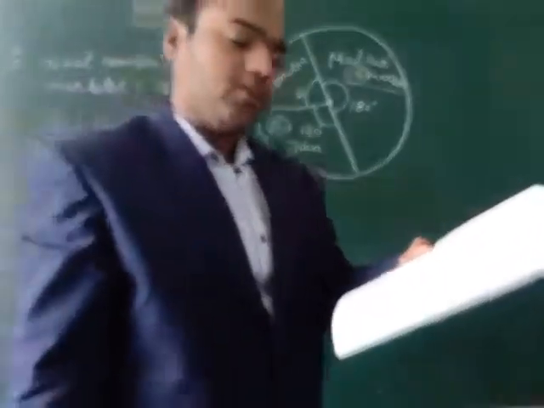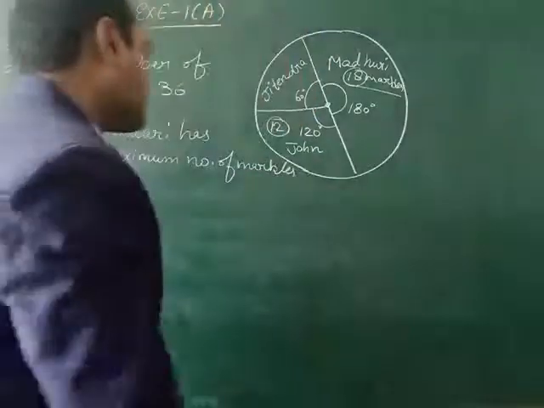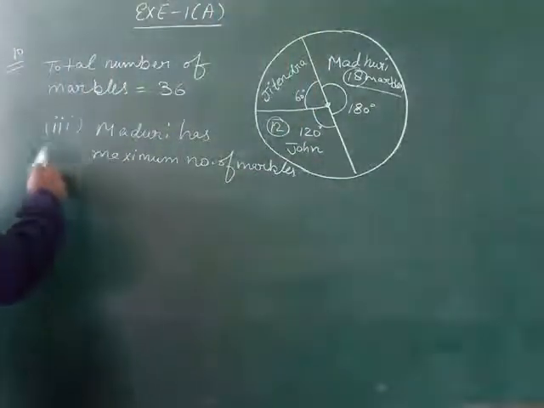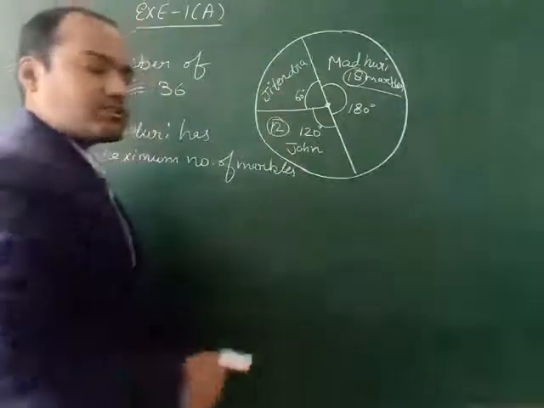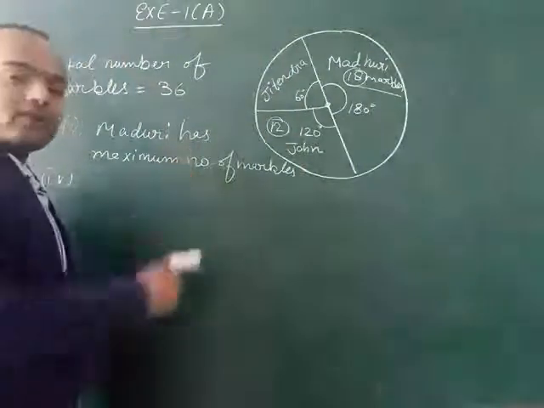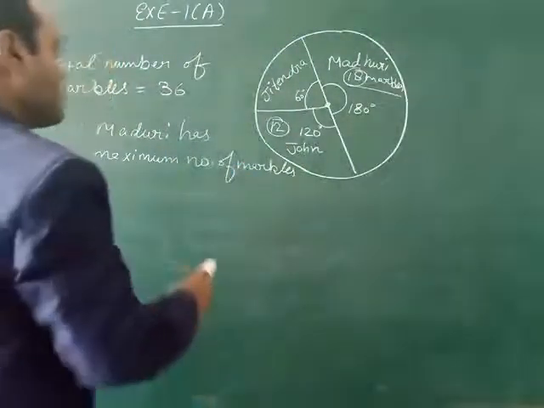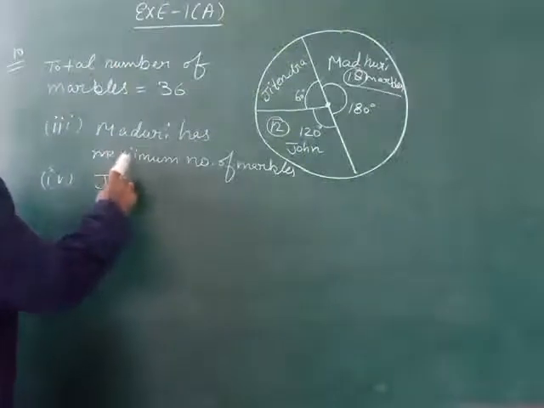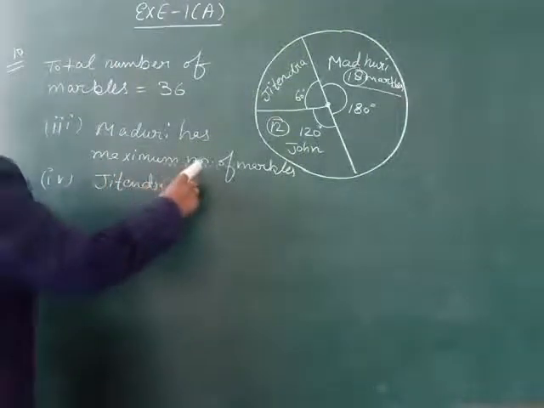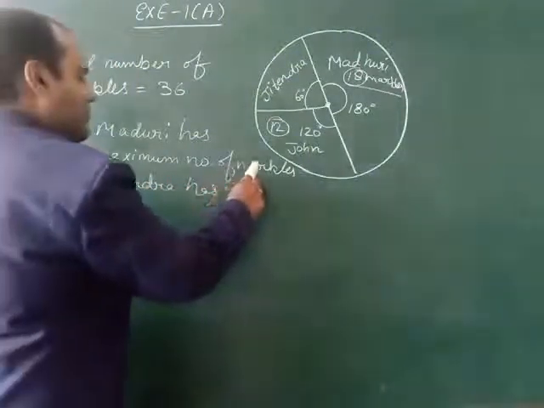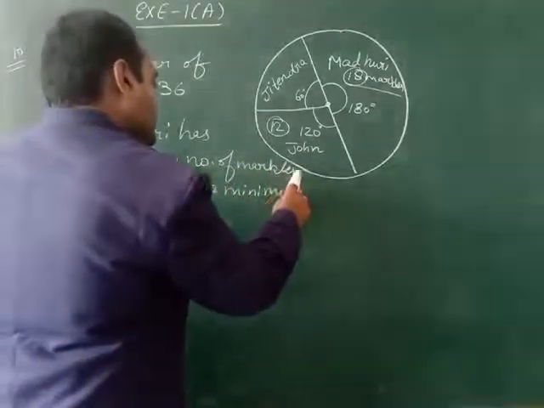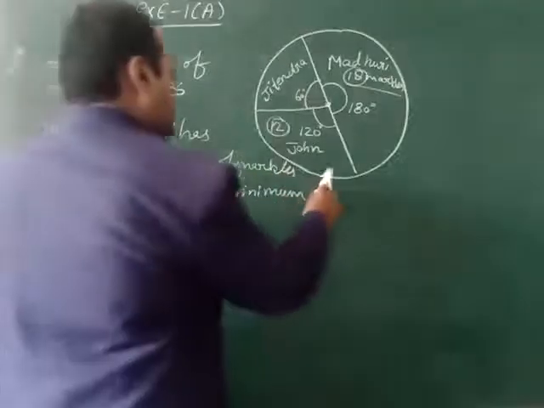Now the fourth part: who has the minimum number of marbles? In the fourth part you will write that the sector angle for Jitendra is 60 degrees. This is the minimum value in the figure. So we will write Jitendra has the minimum number of marbles. Jitendra has minimum marbles.